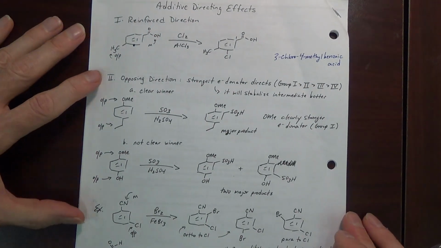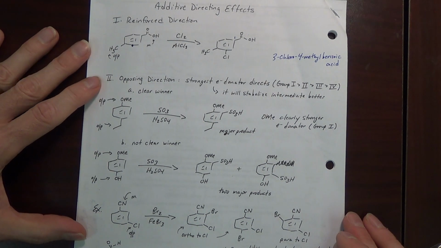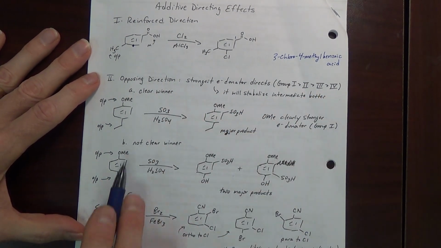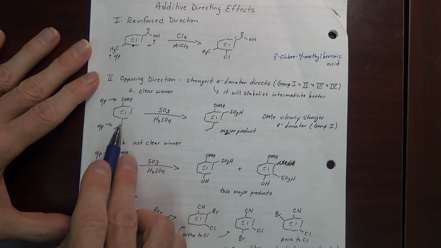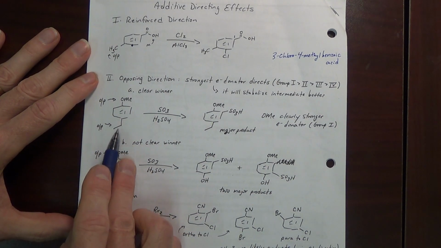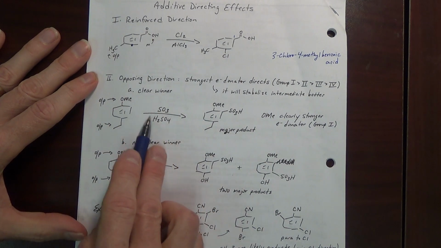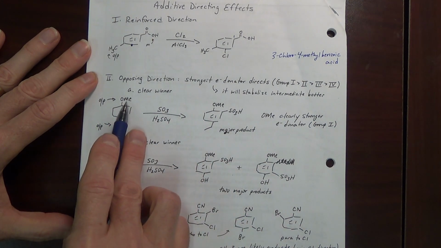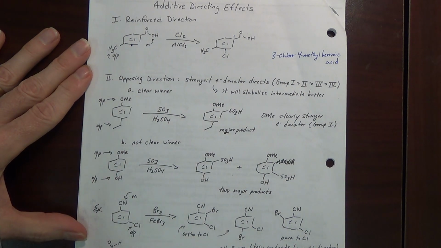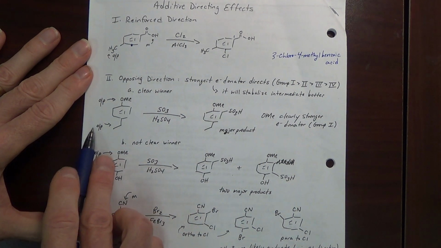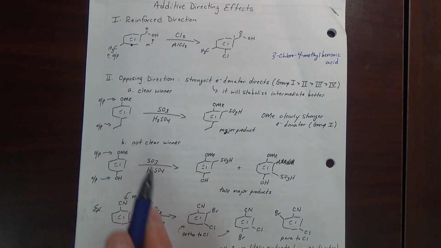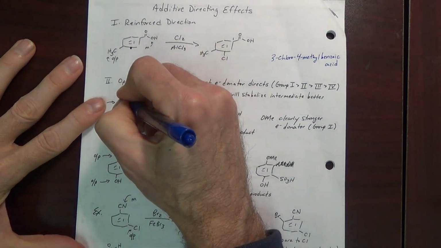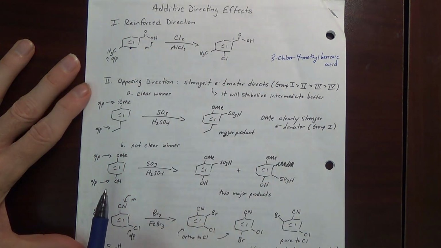Okay, next, opposing directions. We can explain this, but first look at the example. 4-ethylanisole. Looks like we're trying to do a sulfonation to make a sulfonic acid. The methoxy is an ortho-para director. The ethyl group is also an ortho-para director. It's an alkyl group. It donates by induction. This oxygen donates by resonance.